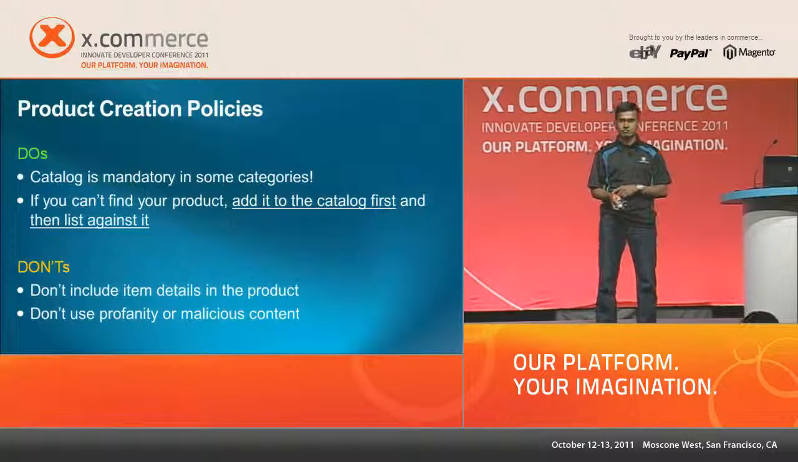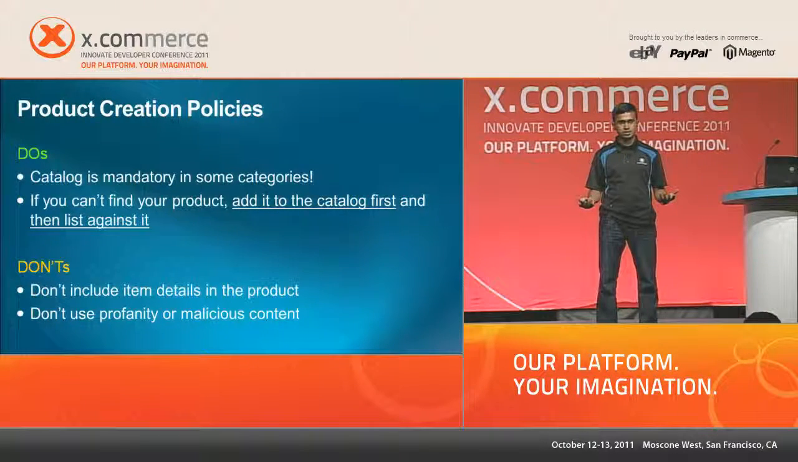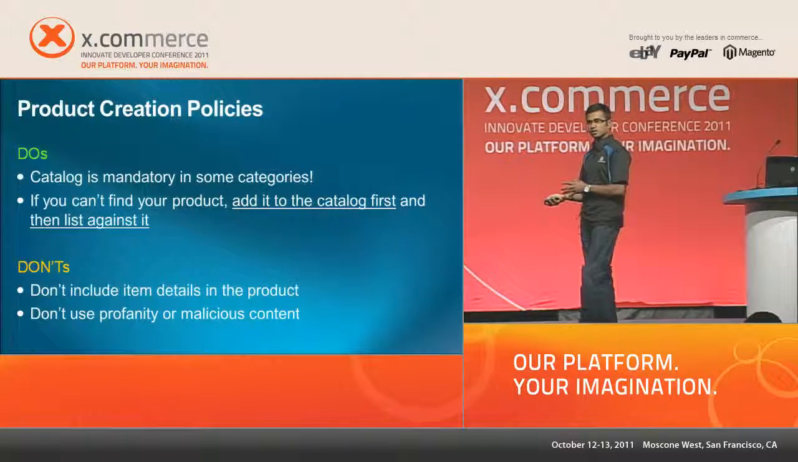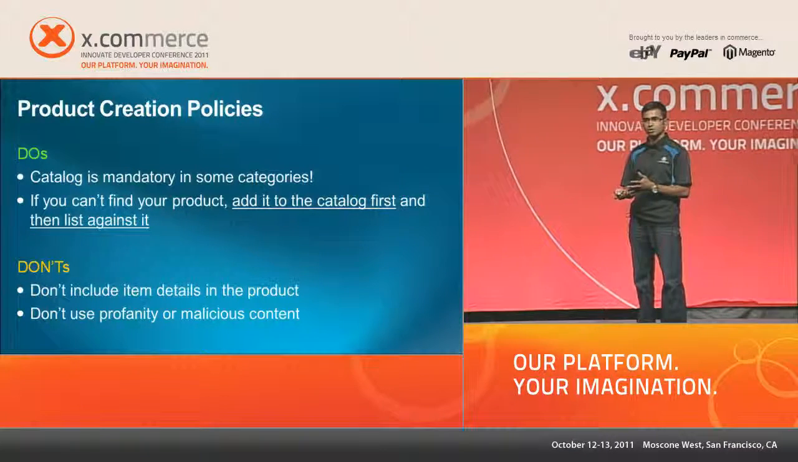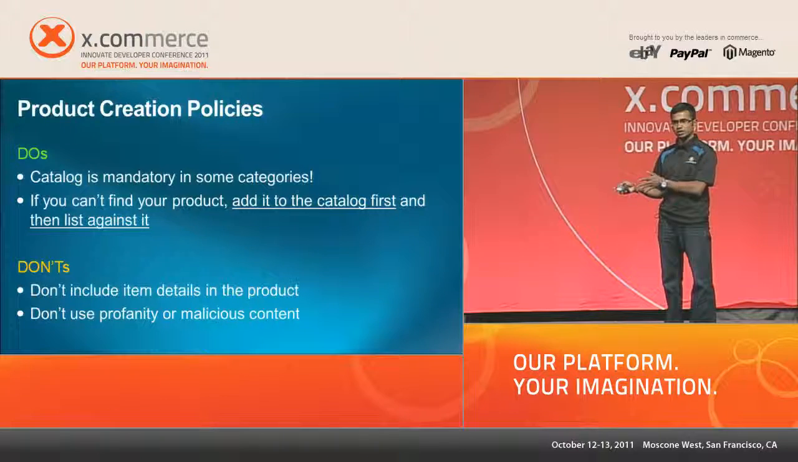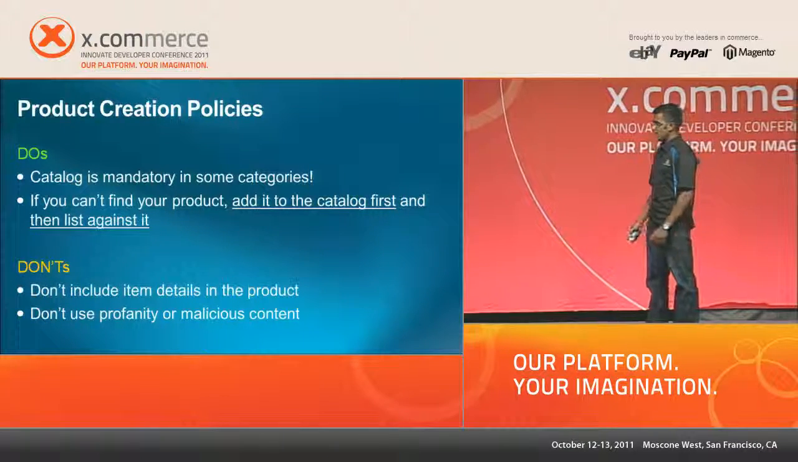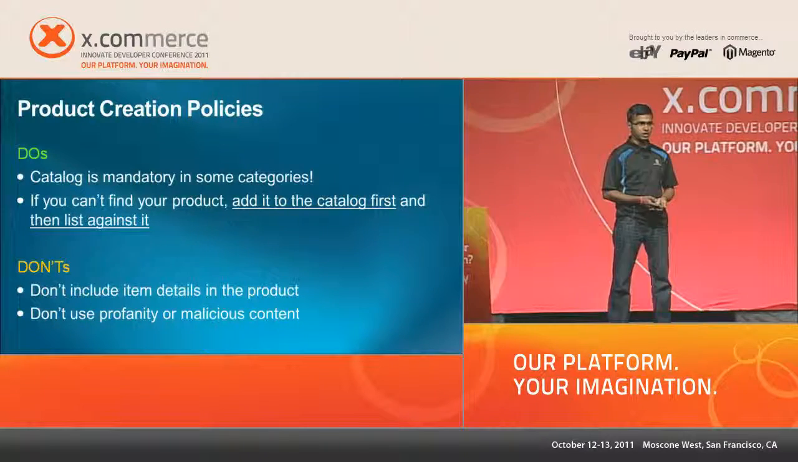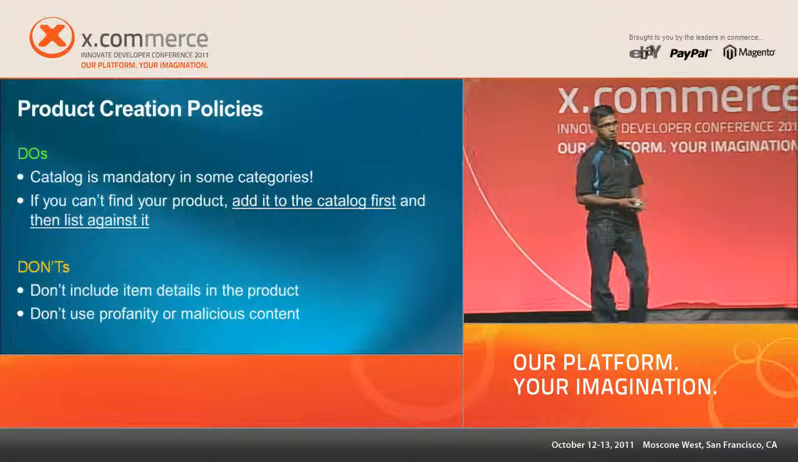And we talked about the difference between products and items. It's very important to understand this difference so that you don't include item-specific information when you create a product. Don't put things like item condition or your feedback or your business information when you create the product. All those should belong in the listing. And as with any other content on the site, use of profanity or malicious information is prohibited.